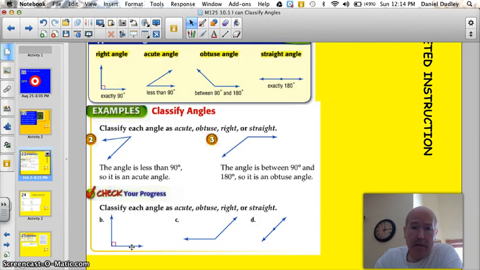Okay, B, this has got the little box in the corner signifying that's exactly 90, so that's a right angle. This one is more than 90 degrees, so that's obtuse. And the straight line is a straight angle. All right, let's try 5 quick questions.